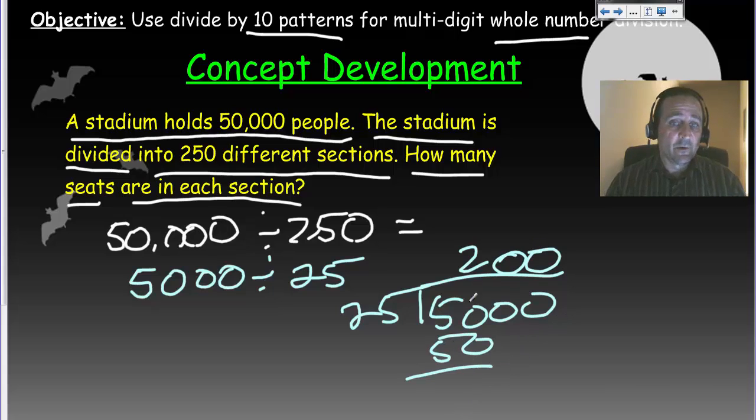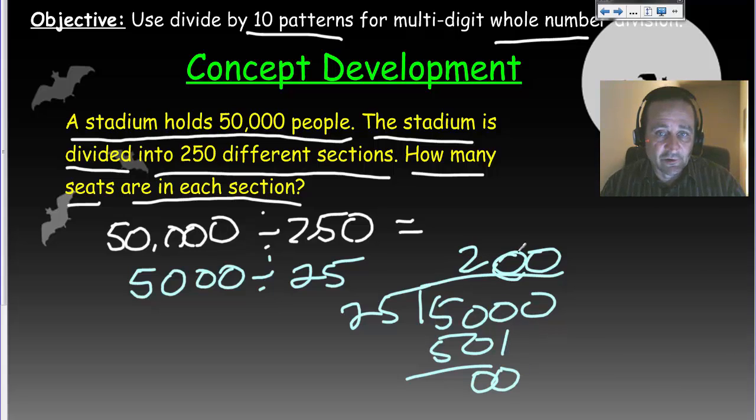Now you wonder, what did I do so quickly? That was just 50 given a 0. I bring down one 0, and that 0 goes up here. I bring down another 0, and that 0 goes up there.